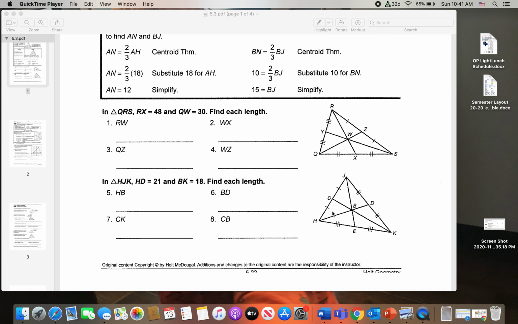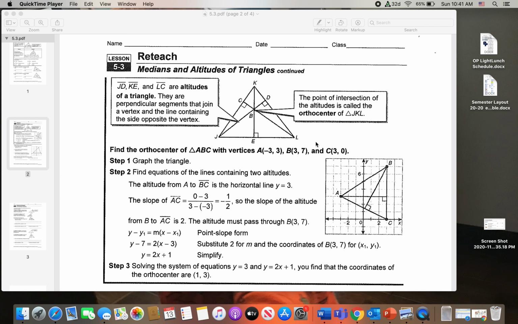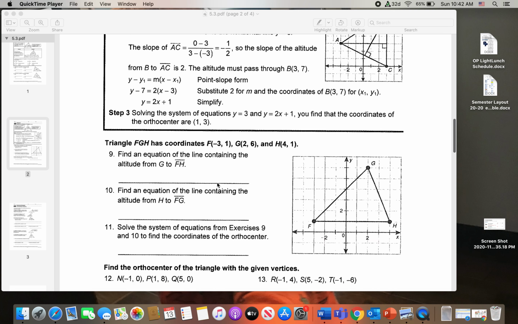Okay, that's medians. The other thing we have is altitudes. An altitude is the height of a triangle. When we did the area, half times base times height, you go from the vertex straight down, perpendicular to the opposite side. That is an altitude, a height. J to D is the height. From the triangle looking this way, L to C is the height this way.